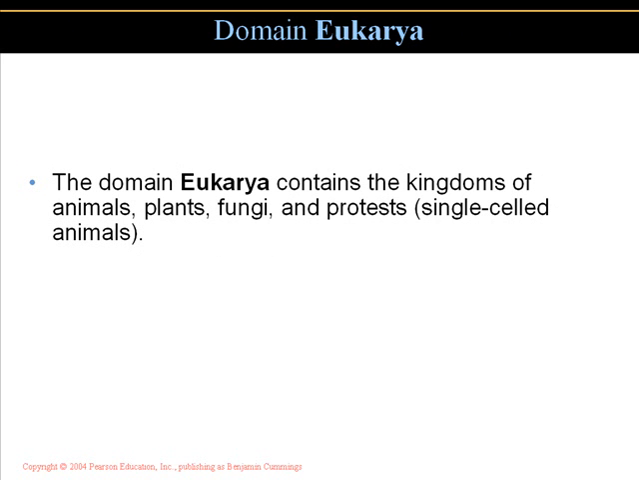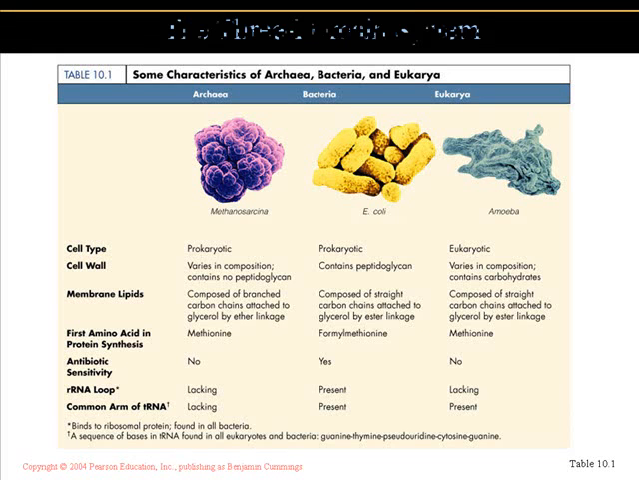The domain of eukarya basically contains kingdoms of animals, plants, fungi, protists. These are single-cell animals that exist. Your book basically goes through the characteristics of archaea, bacteria, and eukarya. Basically, you should be familiar with this chart.